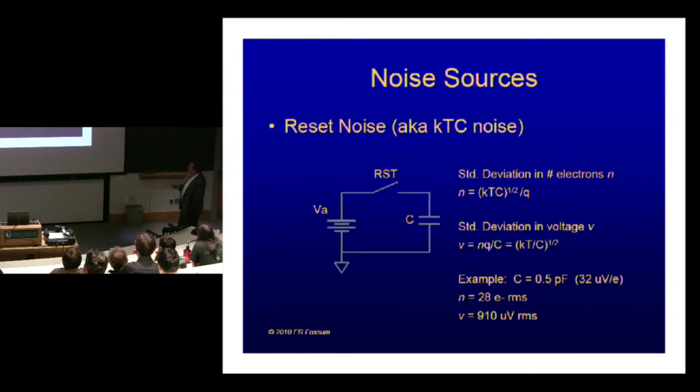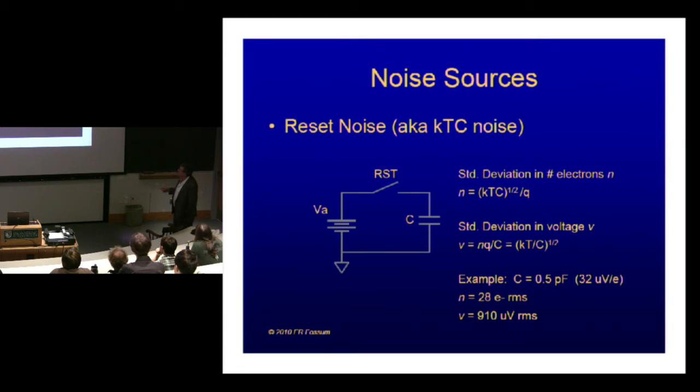So for an example, if you have a half a picofarad capacitance, that's going to give you an uncertainty of about 28 electrons RMS. Now for image sensors these days, we expect noise levels that are like 2, 3, 4, 5 electrons RMS. So when we reset the switch in that pixel that I showed you at the very beginning, we have to do something else in order to suppress the noise.